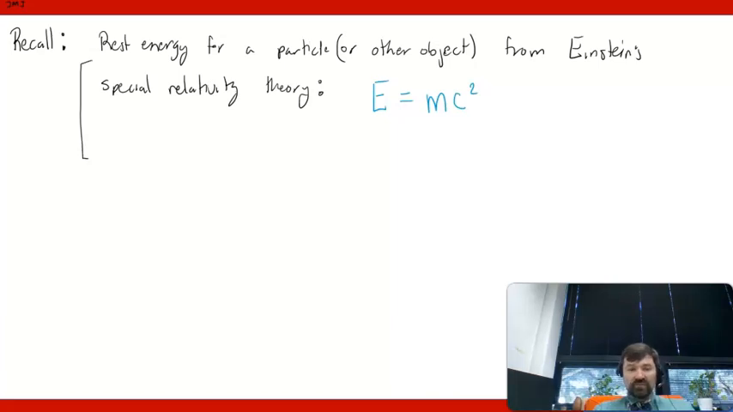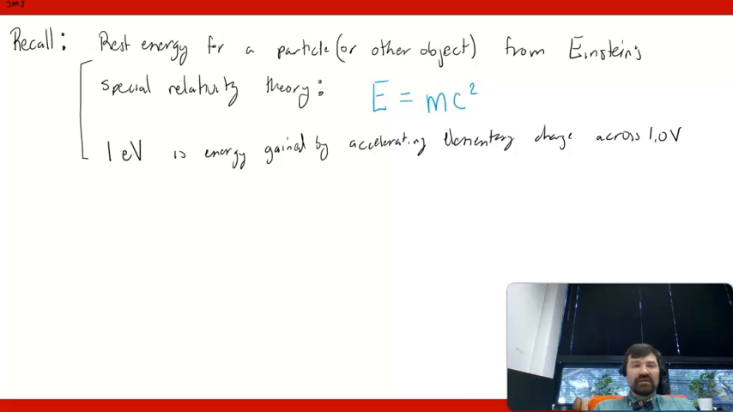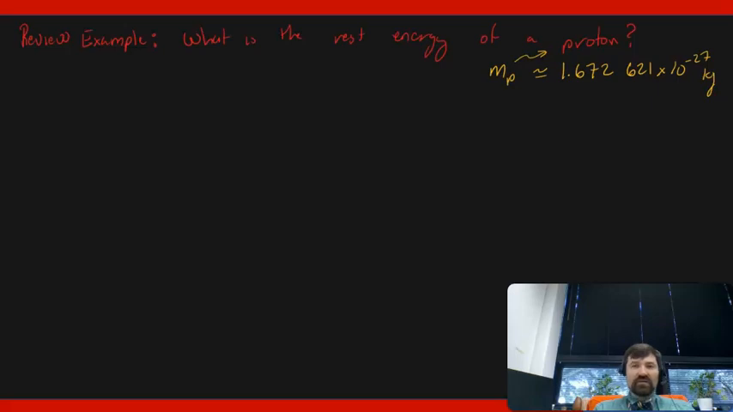The second thing we might want to recall is that we also use these special units, the eV, to represent energy, where 1 eV is defined as the energy gained by an elementary charge being accelerated across a 1 volt potential difference. So let's work a little example with this information. What's the rest energy of a proton? How much rest energy does a proton have?